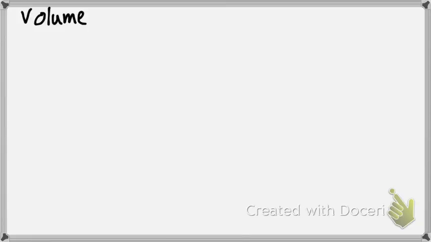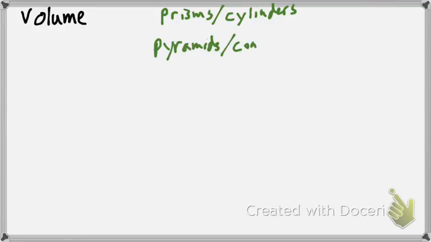For volume, there's 3 different types of volume that we're going to be given. There's prisms and cylinders. There's pyramids and cones, and then there's spheres. These are the 3 types of volume that they are going to go over. Okay, now, prisms and cylinders are the most important of these 3. They're also one of the easier ones.